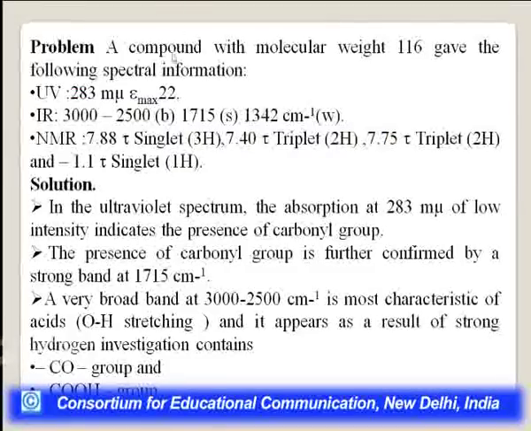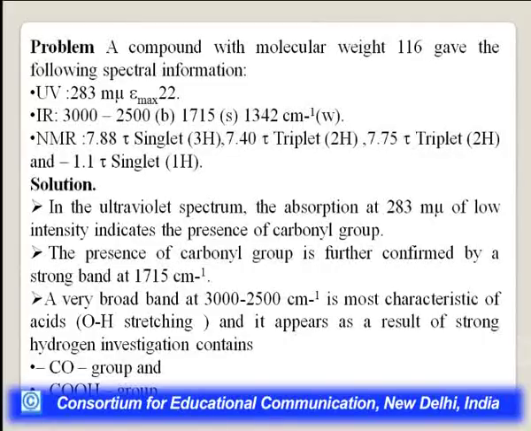Another problem: a compound with molecular weight 116 gave the following spectral information. Here is the ultraviolet-visible data, a value of 283 millimicron with an epsilon maximum of 22, that is a low value. I have discussed what kind of indication this value shows in the ultraviolet. If you have any doubt regarding these values, how can we get an immediate idea?